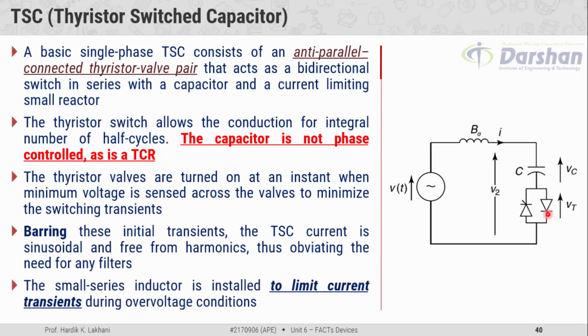The small series inductor is installed to limit the current transients during the over voltage conditions. Current transients mean sudden change in the magnitude of the current. So to limit these current transients, we know that the inductor is the element that doesn't allow sudden change in the current. So that provides the protection during the current transients under the over voltage conditions.